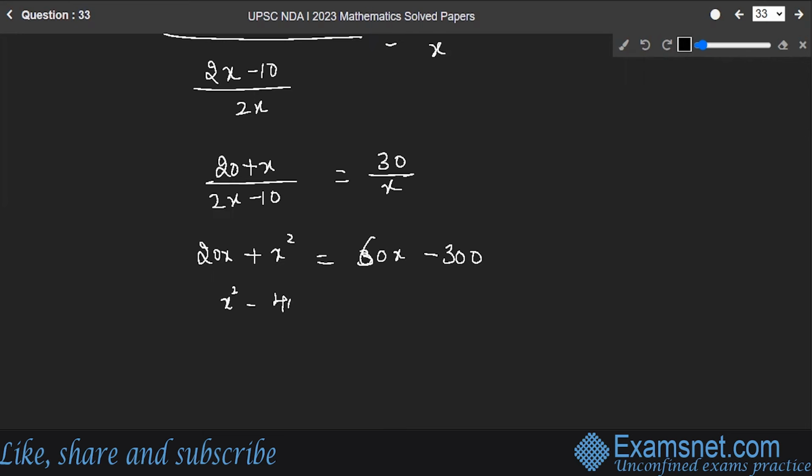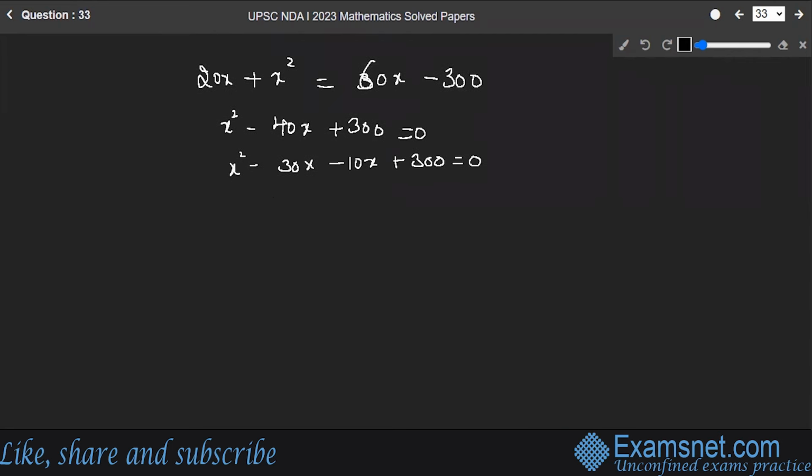x² − 40x + 300 = 0. So let's do the splitting. x² − 30x − 10x + 300 = 0, which gives you the two factors (x − 30) and (x − 10) equal to 0. So the two roots will be 30 and 10. So x can be either 30 or 10.